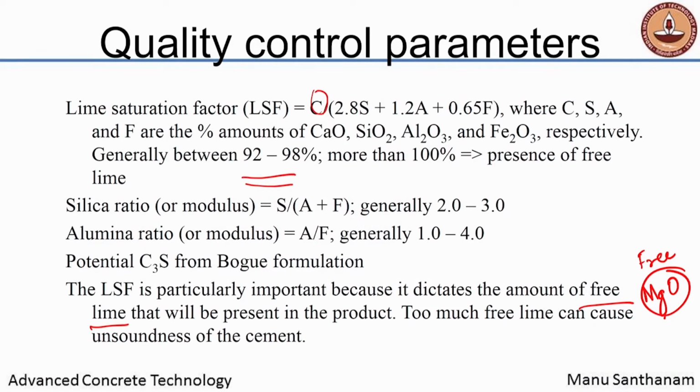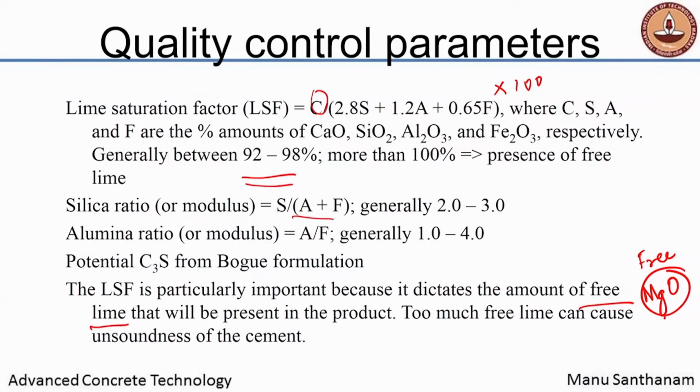So this lime saturation factor, the typical levels that you want to maintain is between 92 and 98%. Actually this is present as a ratio here, so it should be 0.92 to 0.98. This is a ratio, you need to multiply this by 100 to get the percentage, obviously. So if this value comes to more than 100%, then it indicates the presence of free lime in the system, which can lead to unsoundness. You are allowed a certain amount of free lime. If you read the cement specs carefully, you are allowed a certain amount of free lime, but if you exceed that, you lead to the problem of unsoundness.